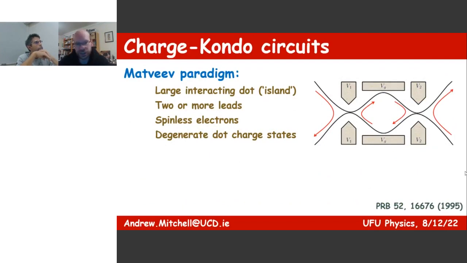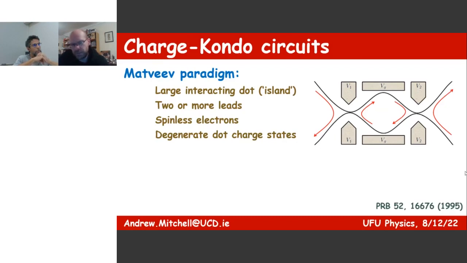These are so-called charge Kondo circuits. There have been a few recent works on this, both on the experiments and theory side, and this is based on Matveev's paradigm. This is really fantastic theoretical work, and the experimental work building on that is also truly remarkable. The idea basically is you start off with a large metallic grain or a large quantum dot, or an island, connected to two or more leads.